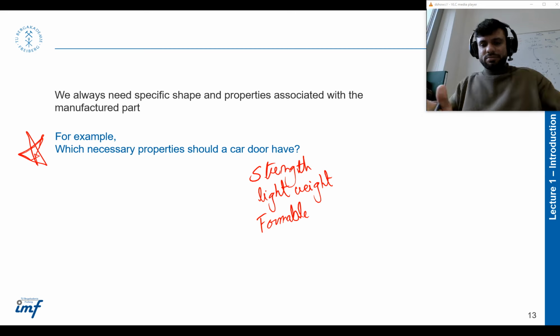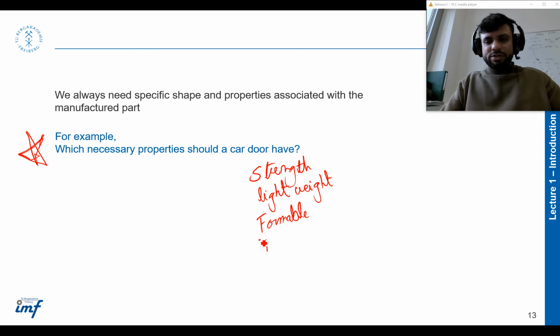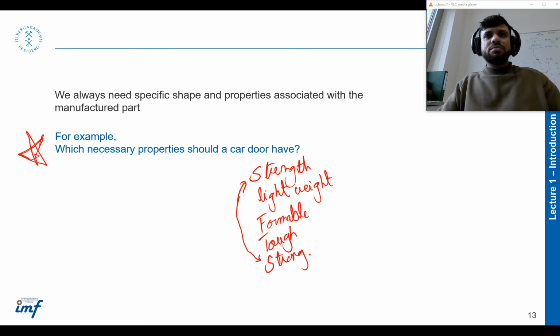Yes. So it should be tough. It should be strong. Although these are synonyms, depends on which direction we are coming from.